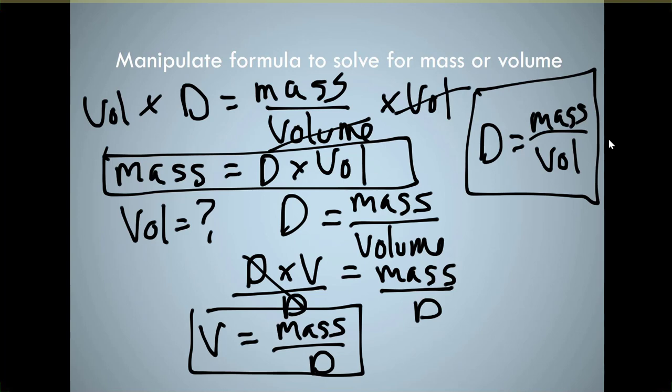So in chemistry we use formulas a lot, so you'll be given every value except the one and then have to solve for that one unknown. But this is a way to manipulate your formula.